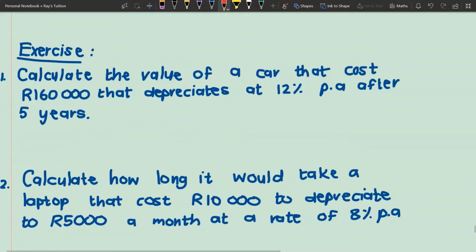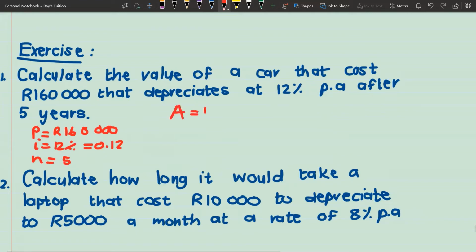So having a look at the first one over here, we have to calculate the value of a car that costs 160,000 that depreciates at 12% after 5 years. So our principal amount, how much its original value is, is 160,000. Our interest rate is 12%, which we'll say 0.12, and the number of years is 5.